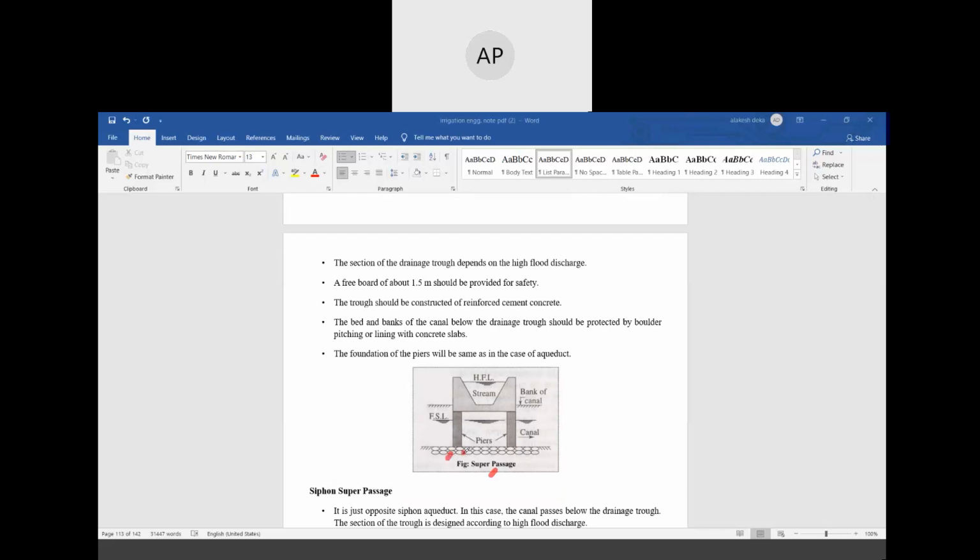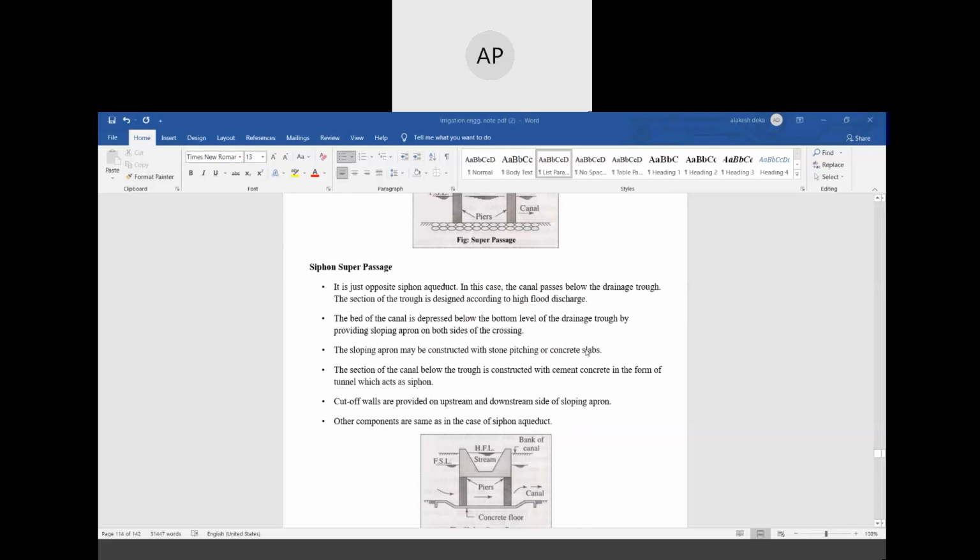Below the pier, stone pitching is provided. This is the canal. The drainage is passing over the canal. This is the bank of the canal, and this is the full supply level. The foundation of the piers will be the same as in the case of an aqueduct. The bed and banks of the canal below the drainage trough should be protected by boulder pitching or lining with concrete slab.